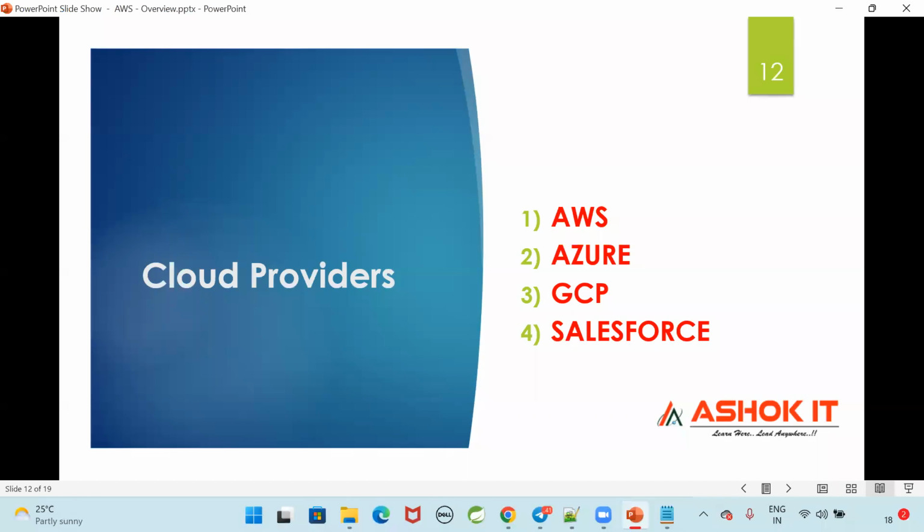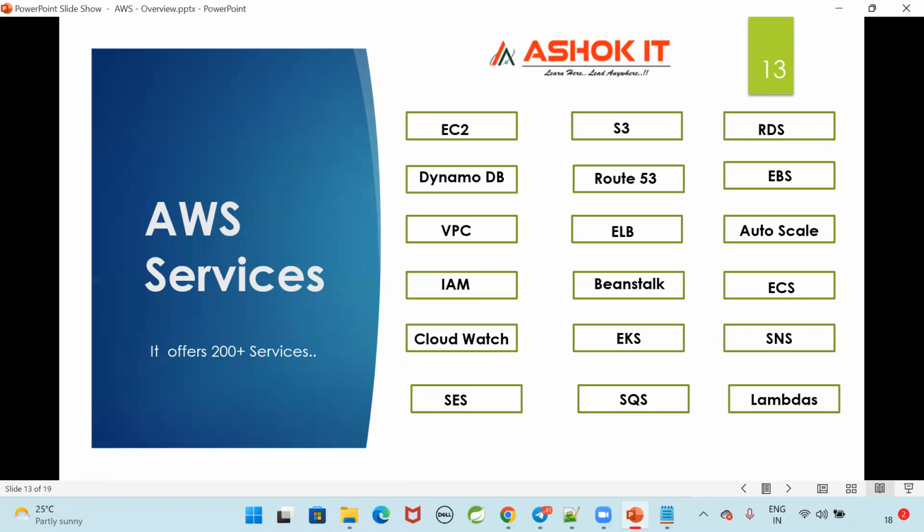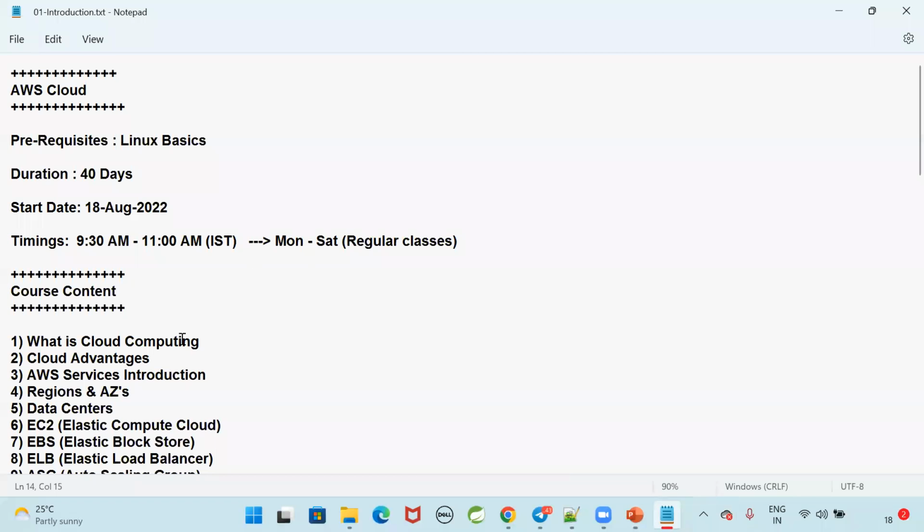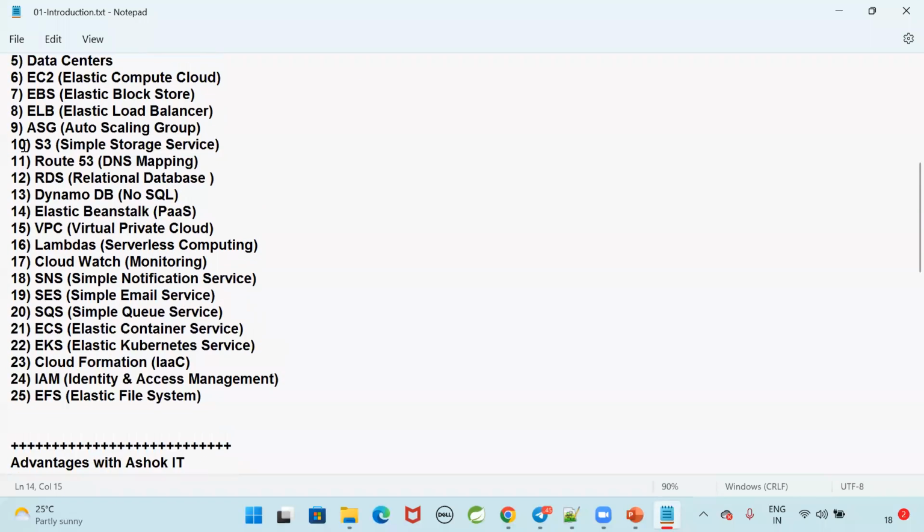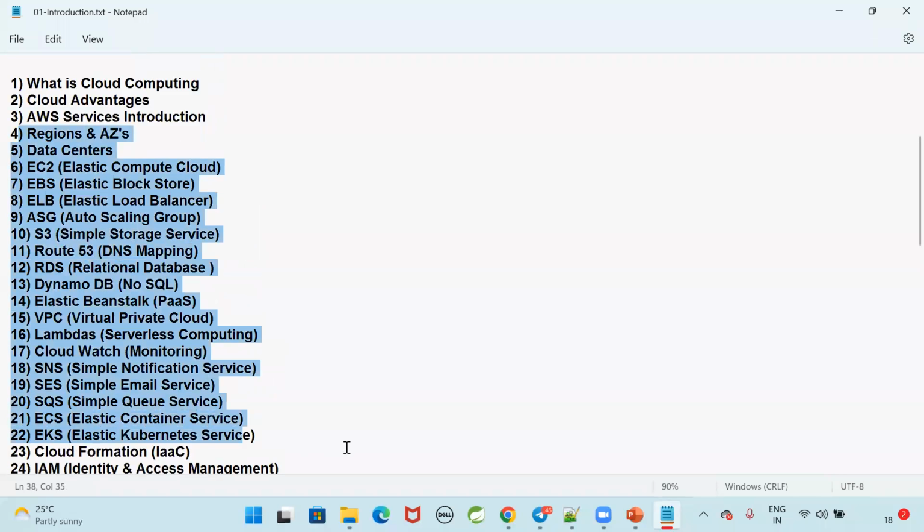In this course, we are going to talk about AWS Cloud. In AWS, there are so many services available to set up the infrastructure for your application. 200 plus services are available in the AWS cloud. As I mentioned, 15 plus services we are going to learn in our course.